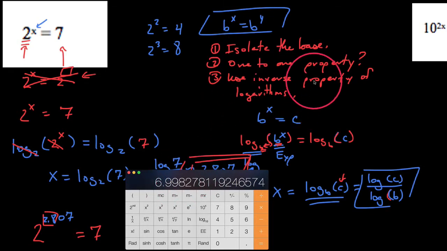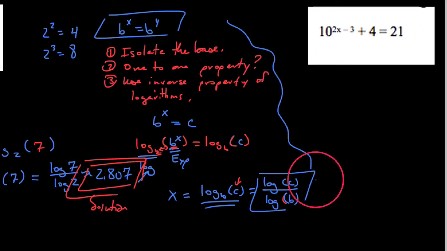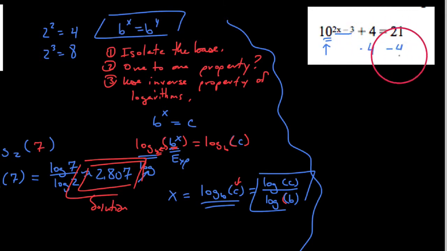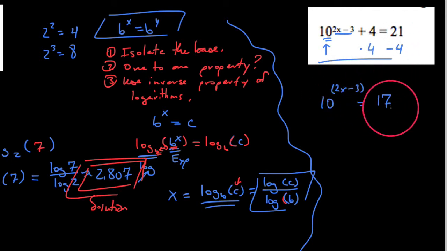So I want to do this again over here on the right and ask, how would I solve an exponential equation such as this? Well, first things first, you notice the variable expression's base is this 10. So we're going to want to isolate this base if at all possible. That means I'm going to start by subtracting 4 from both sides. And we end up with 10 to the 2x minus 3 power is equal to 21 minus 4, which is 17.